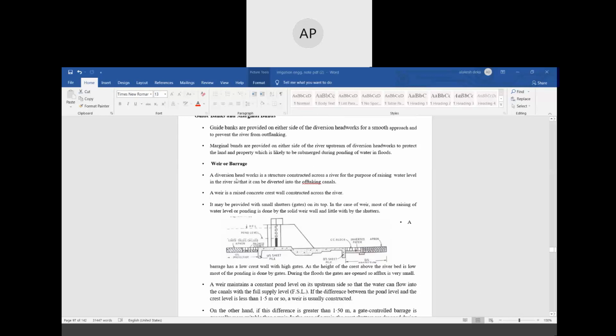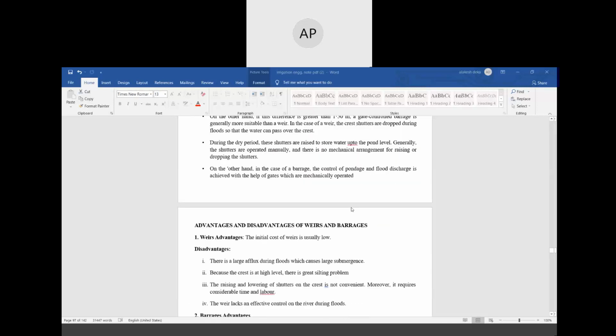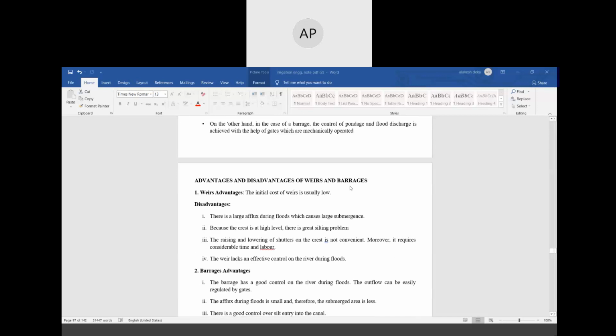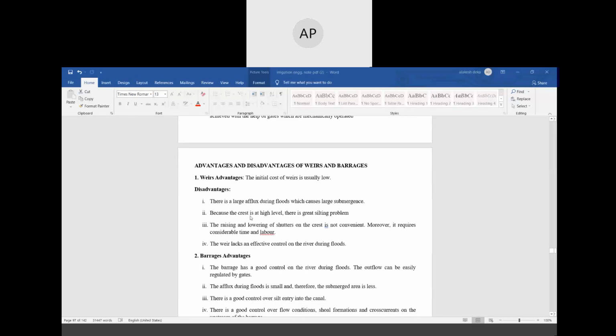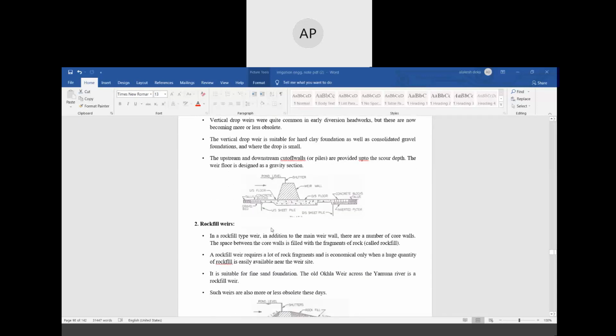Weir or barrage. A diversion headwork is a structure constructed across the river for the purpose of raising the water level in the river so that it can be diverted into the canals. The advantages and disadvantages of weirs and barrages, you study these yourself. Types of weirs: vertical drop, rock fill and concrete.